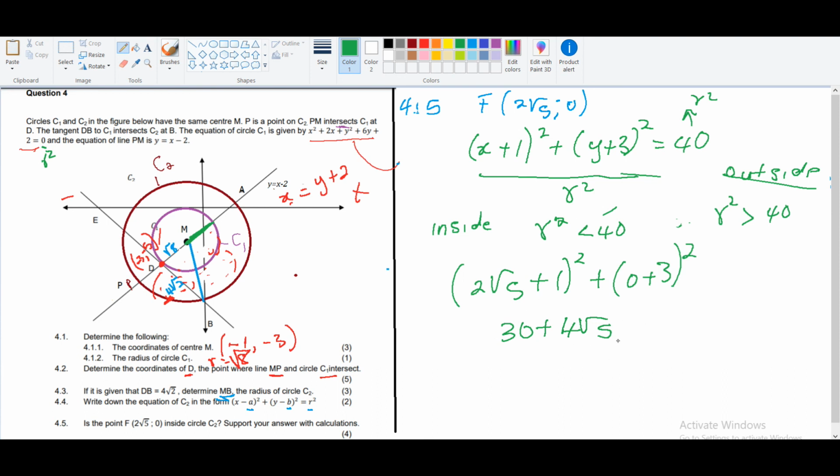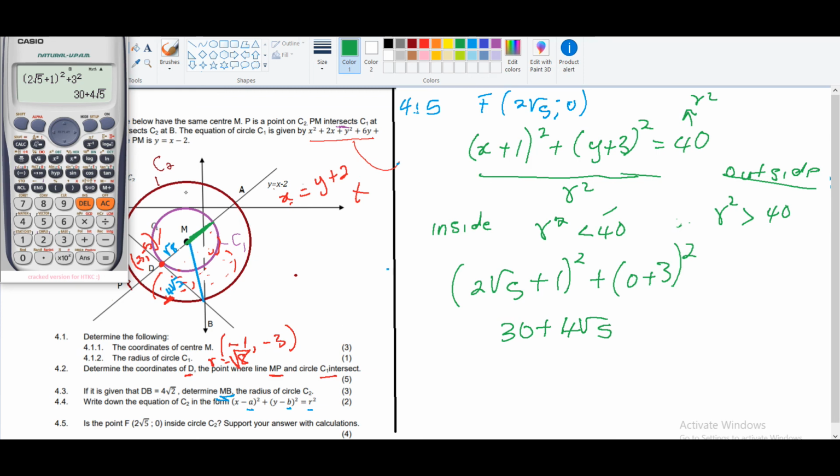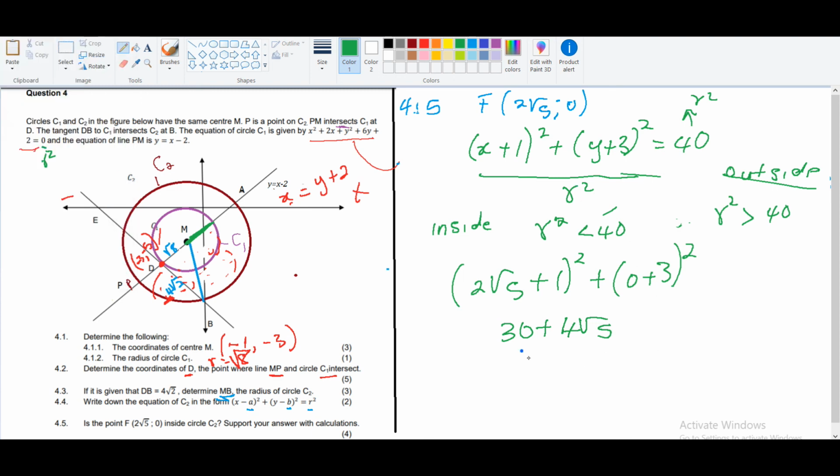Now we want to know what this thing is. You press your calculator again, press the SD button, to write it in standard decimal. Then what is it? It's 38.94. So we get 38.94, and this thing is equal to r squared in this case.